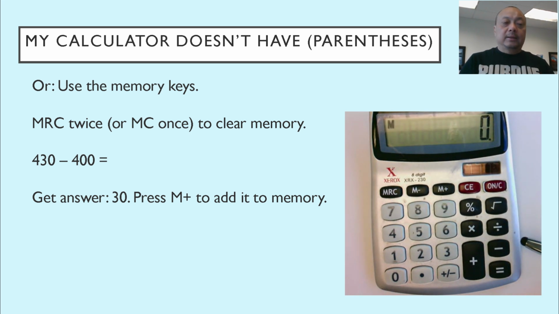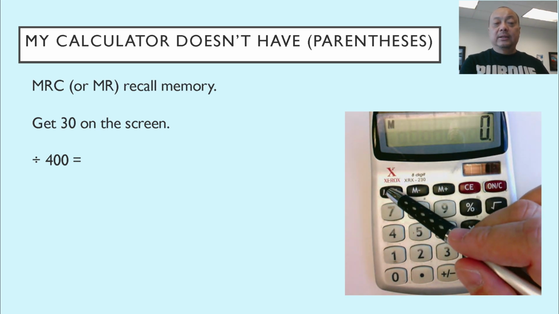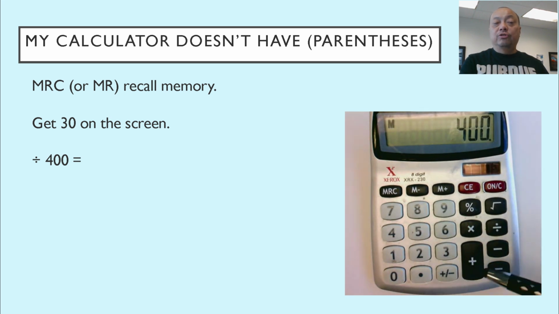Now I'm back. I know that 30 is still in the memory. I press MRC or MR on your calculator to bring out the memory. I have 30 on the screen. I can divide by 400, equal. Correct answer.